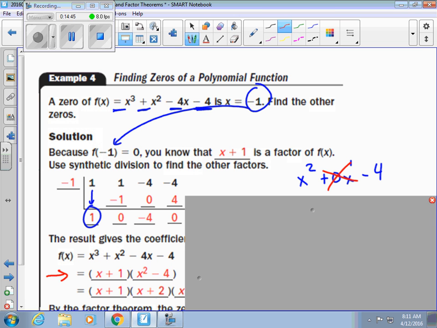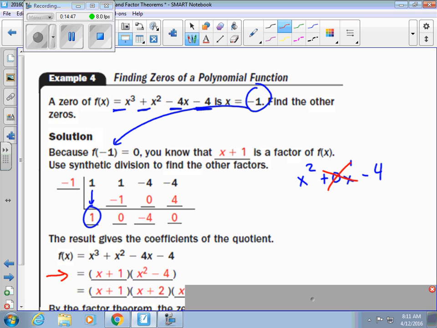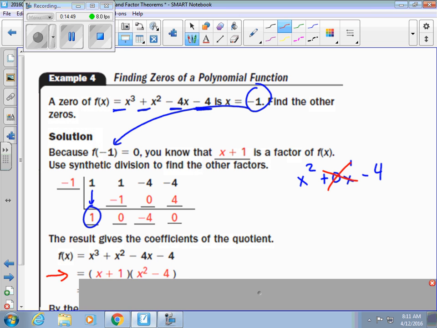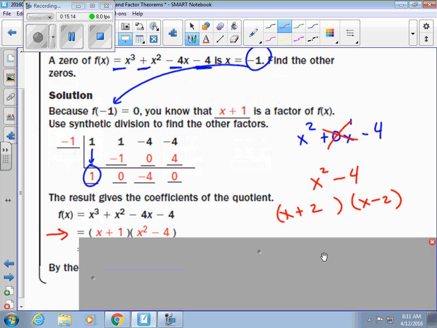Now at this step right here, the factor from this step to this next step, you have to know that the difference of two perfect squares, x squared minus 4, when you factor it out, it's x plus 2 and x minus 2. Remember, the difference of two perfect squares, take the square root of the first one and the square root of the second one, and it's just one of them's plus, one of them's minus. Again, that goes back to several months ago stuff we did.